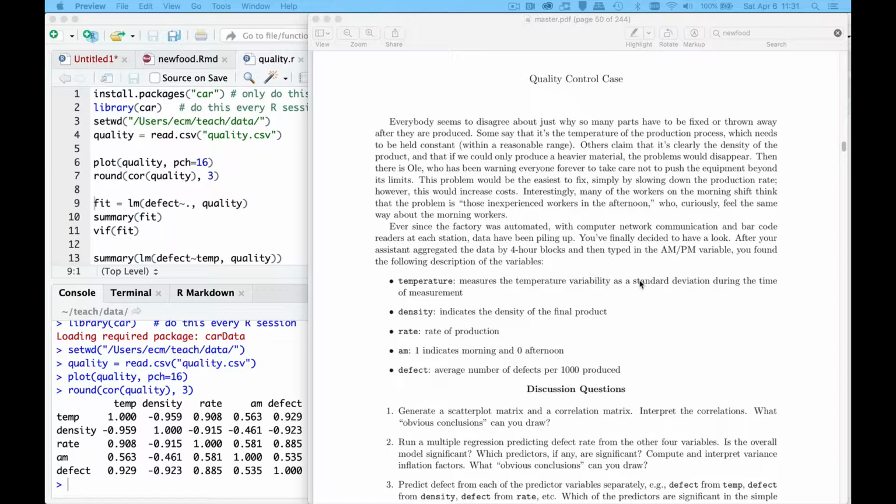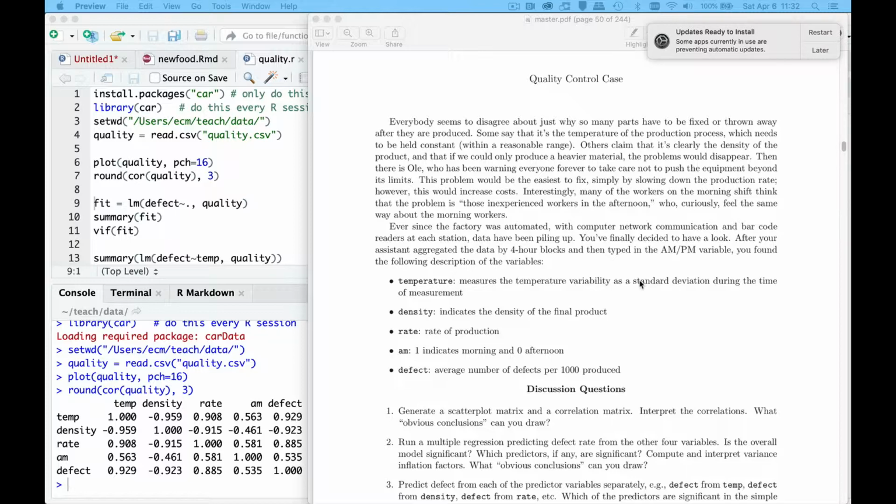Remember, a standard deviation of 0 means there's no variation. So when the standard deviation of temperature equals 0, more precisely, what that means is that the temperature is completely constant while we make whatever we make.